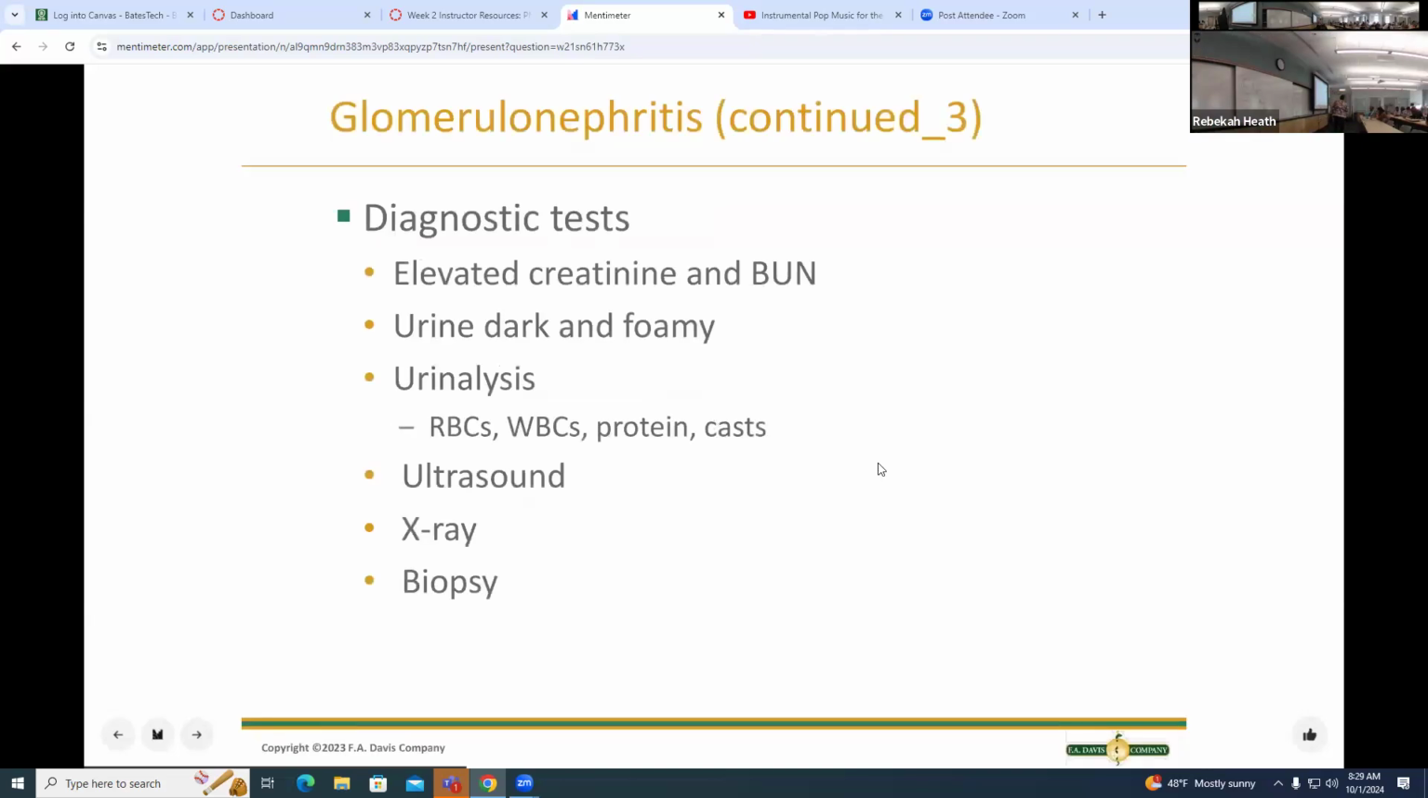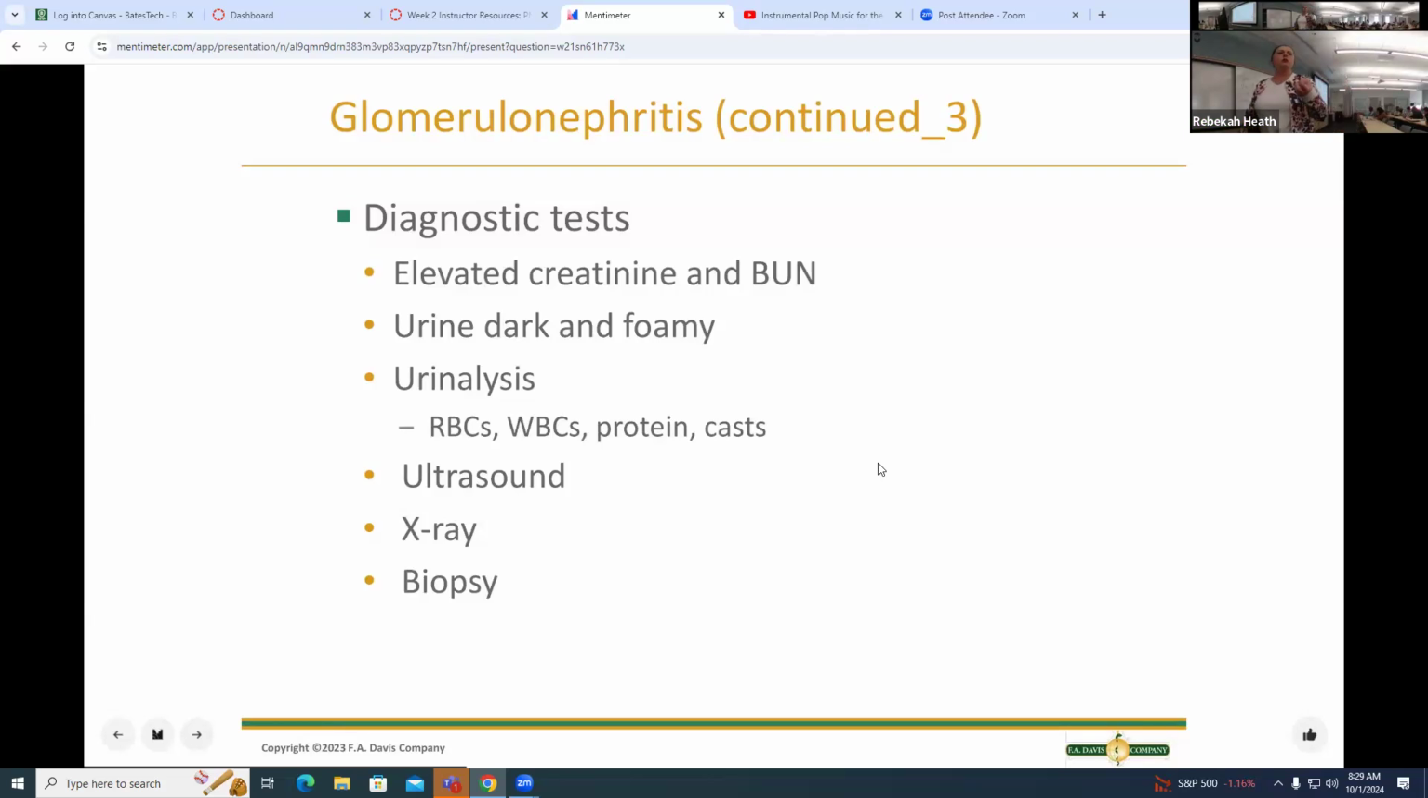So diagnostic test, how do they know you have glomerulonephritis? Well, they're going to look here. And we're going to talk about this a little bit more when we do our lab work with our patients. One thing I really want to point out though with the BUN and creatinine is those are the key lab values. We're looking at the kidney itself.